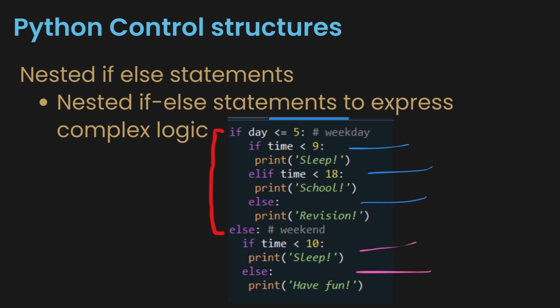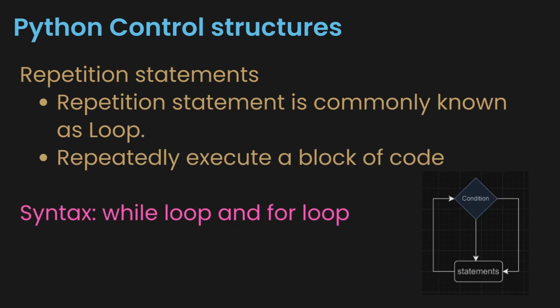Repetition statements, commonly known as loops, are a fundamental aspect of Python control structures. They allow us to execute a block of code multiple times, which can be incredibly efficient for tasks that require repetitive actions. There are 2 primary types of loops in Python, the while loop and the for loop. The while loop continues to execute a block of code as long as the condition is true. It's like saying, while this condition holds, keep doing these actions. Once the condition becomes false, the loop stops.